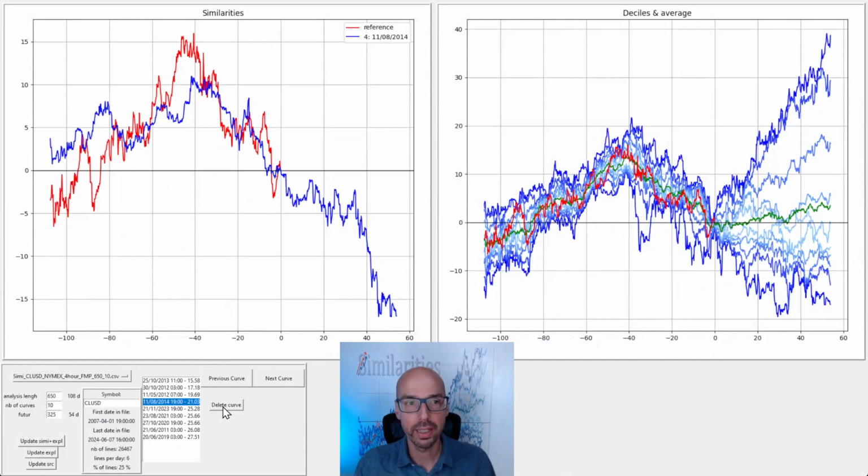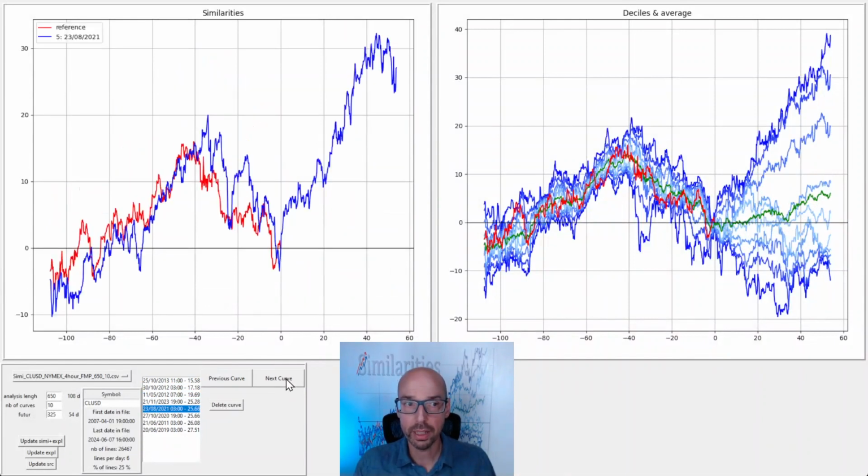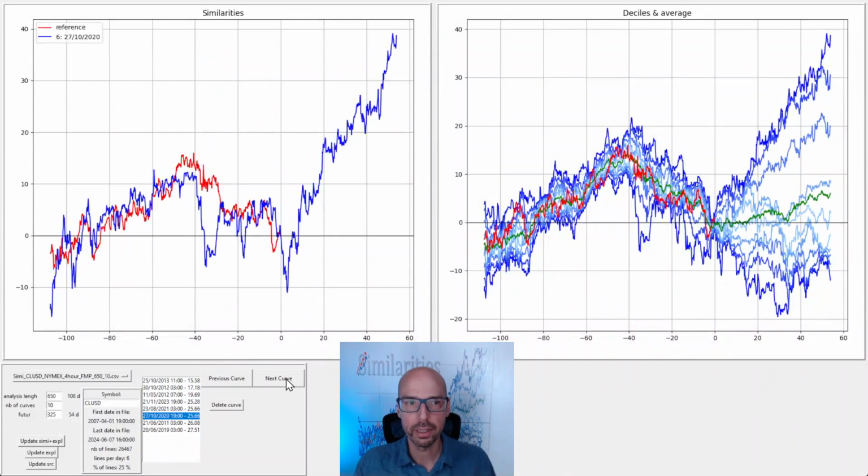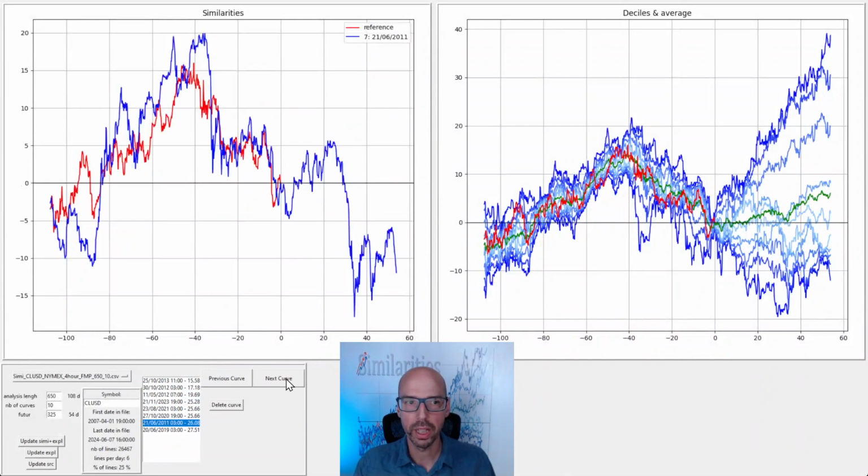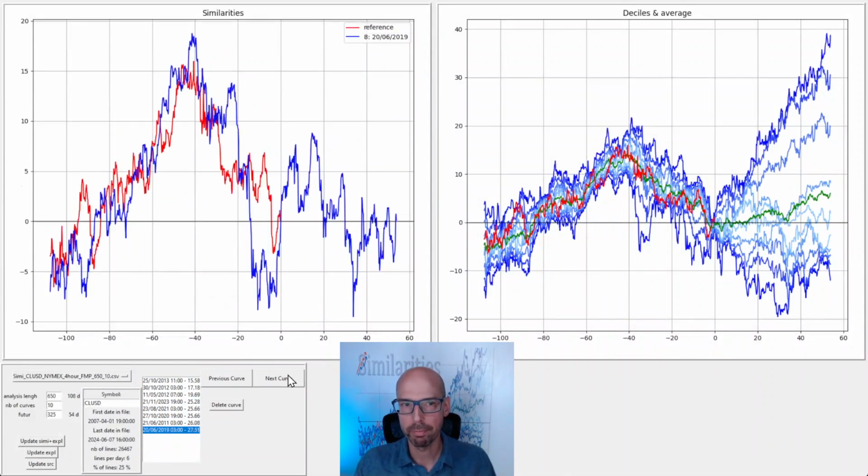I will delete that one too, because the shape is too far away from our reference. This one's okay. This one's okay. This one's okay. This one okay too. And this one is more or less, because there's a lot of volatility, but okay, I will keep that one.